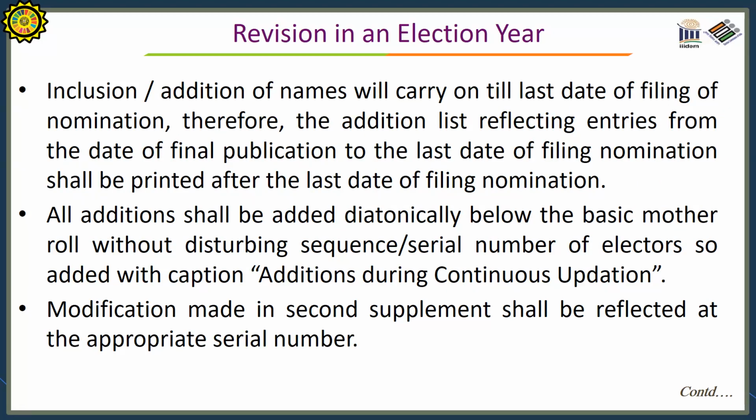Inclusion or addition of names will carry on till the last date of filing of nomination. Therefore, the addition list reflecting entries from the date of final publication to the last date of filing nomination shall be printed after the last date of filing nomination. All additions shall be added sequentially below the basic mother roll without disturbing the sequence or serial number of electors, so added with the caption "Additions during continuous updation." Modification made in the second supplement shall be reflected at the appropriate serial number.